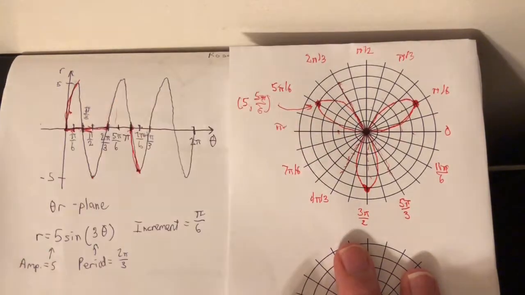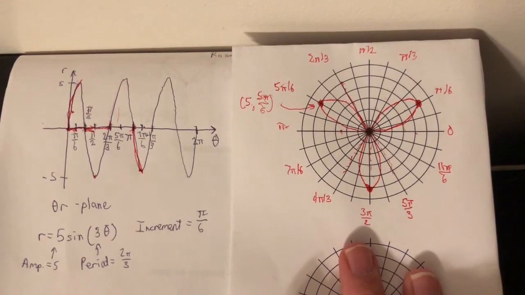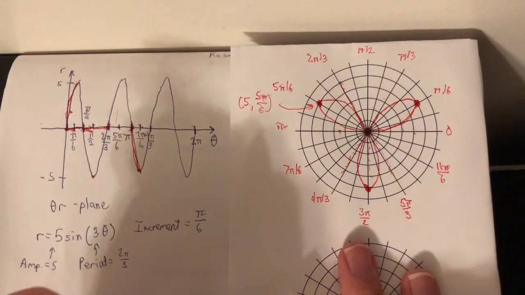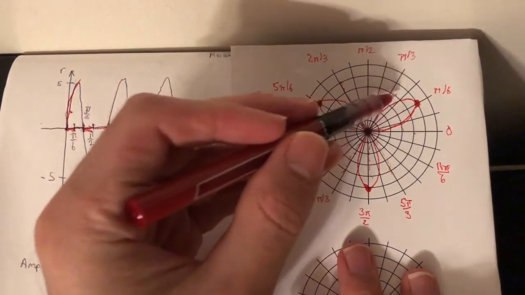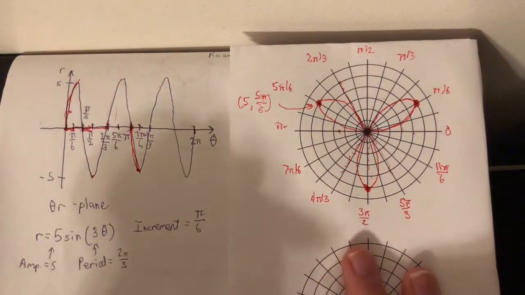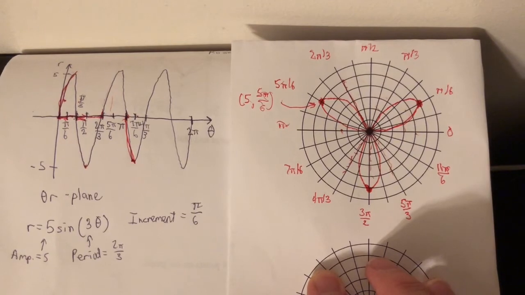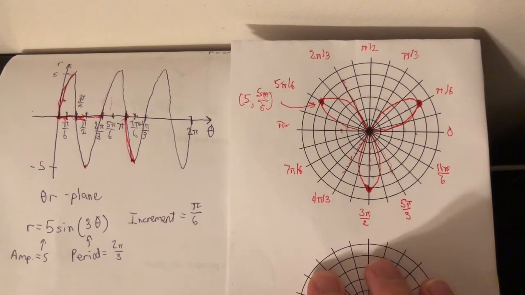So now that we have the picture, it should be pretty obvious why we call this a rose curve. It's a rose curve because we've got different leaves. These shapes look like leaves. And this is the graph of r equals 5 sine of 3 theta.